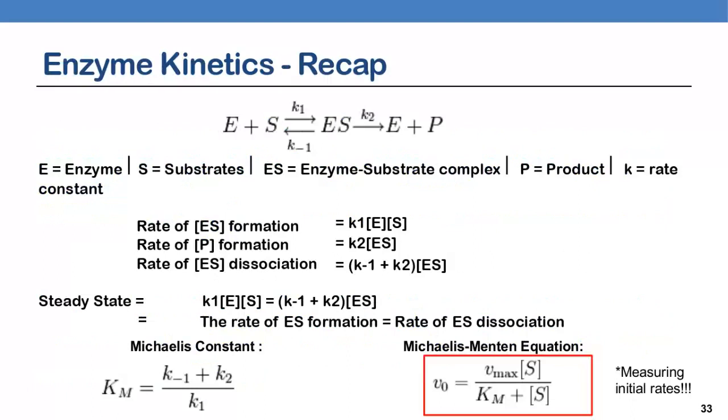Quick recap on our enzyme kinetics. We have our equation where we have our enzyme plus substrate. We're going to get our enzyme substrate complex, and then that's going to convert our substrate into product and release our free enzyme. We have the rate of formation of the enzyme substrate complex, which is K1, the rate of product formation, which is K2, and then the rate of dissociation of this enzyme substrate complex back to our free enzyme and substrate.